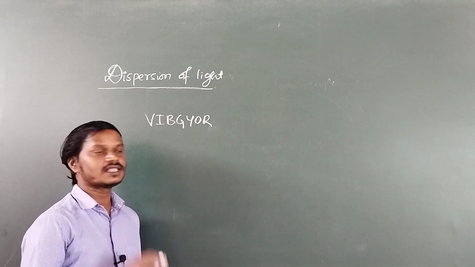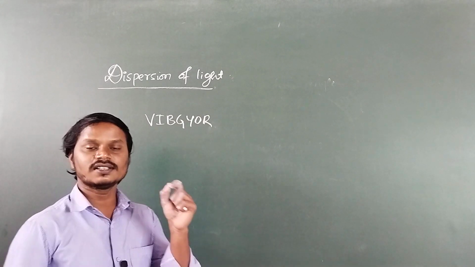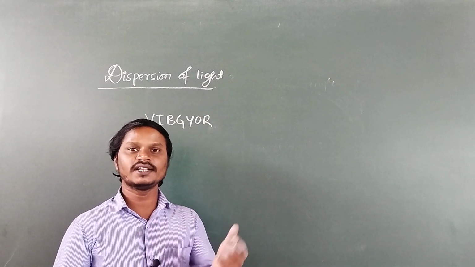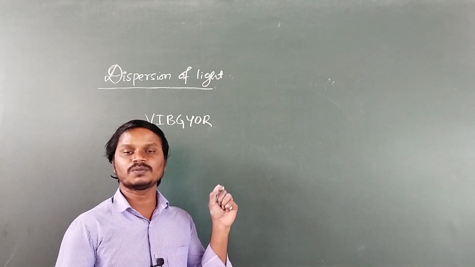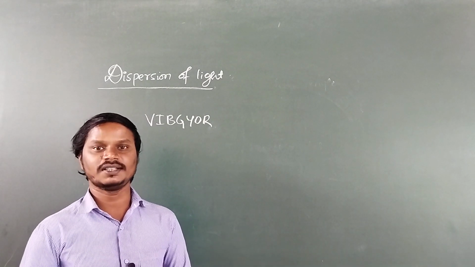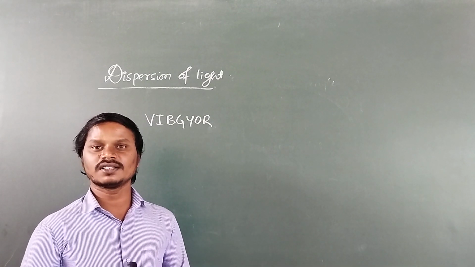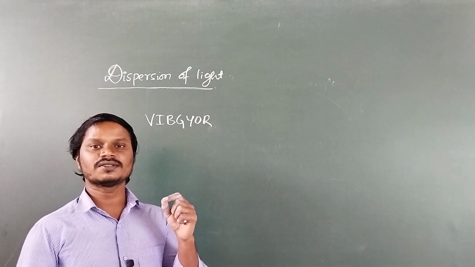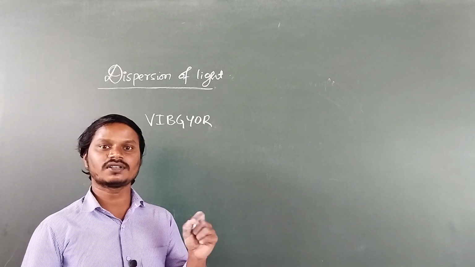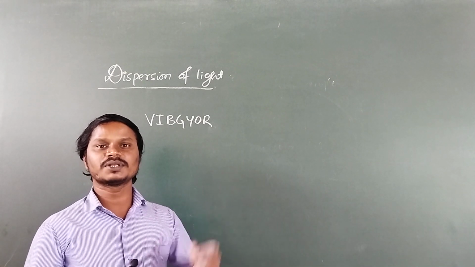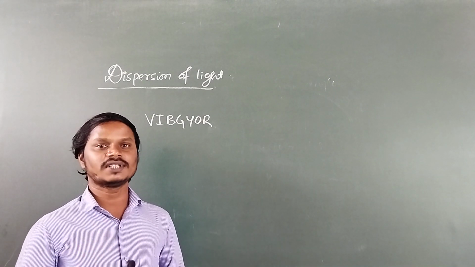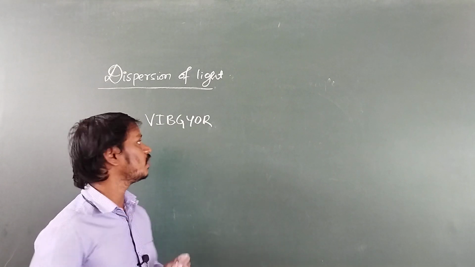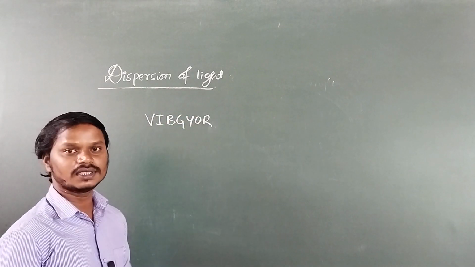Here, what is dispersion of light? It is the separation of white light into its constituent colors on passing through a dispersive medium. Dispersive medium like a prism, like a water drop. So whenever white light passes through a prism or a water drop or a rain drop, the white light can be split up into how many colors? 7 colors. This phenomenon of light is called dispersion of light.